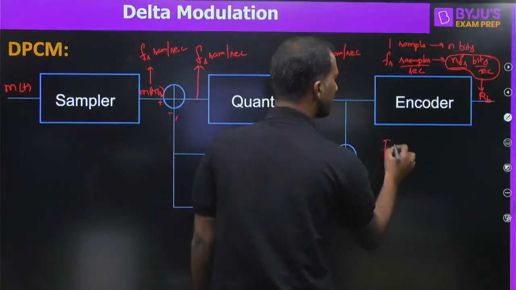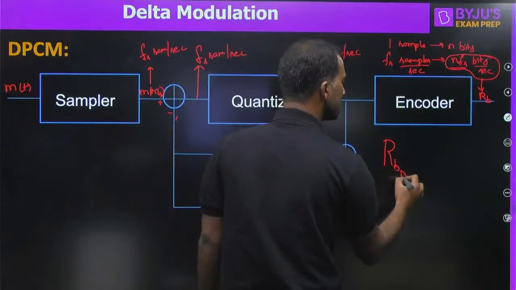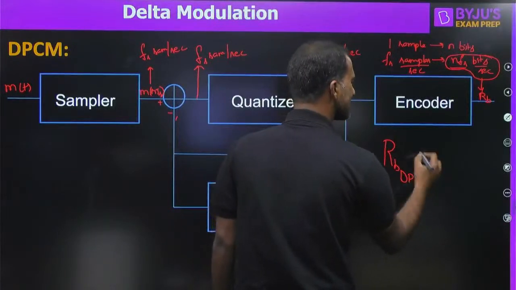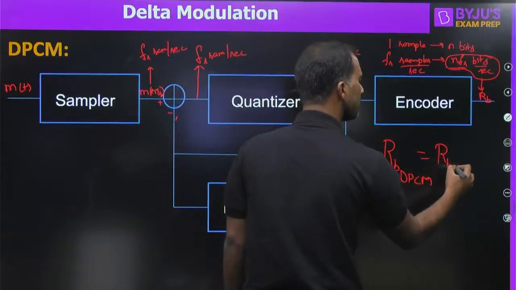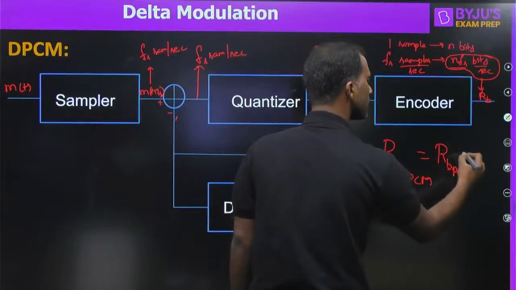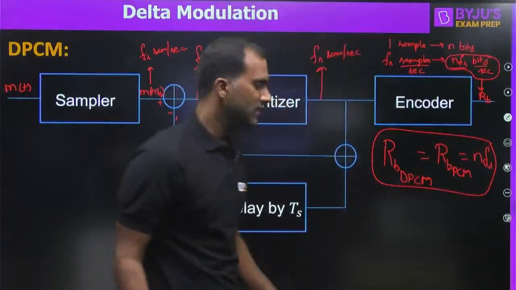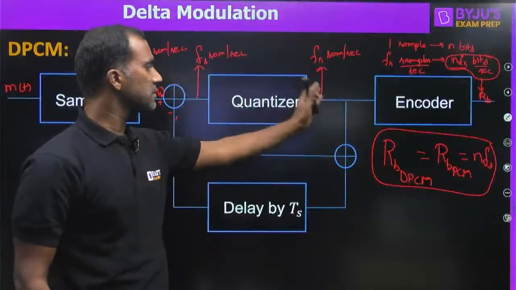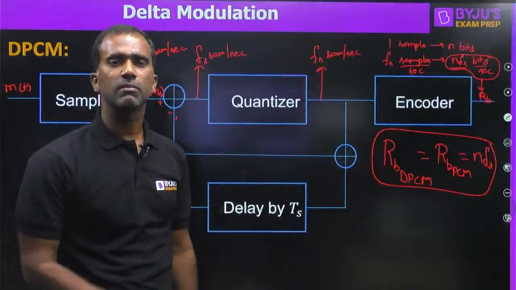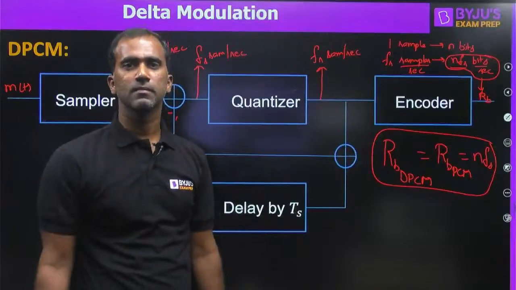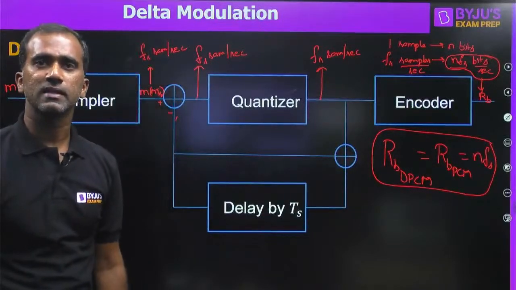So this is what we are calling as bit rate, right? And what is the formula for bit rate in DPCM? It is exactly same as bit rate in PCM, which is n times fs. Same formula, no changes. The feedback circuit changed, but the number of samples did not change. So the formula is exactly same. Okay, I hope everything is clear till this point.